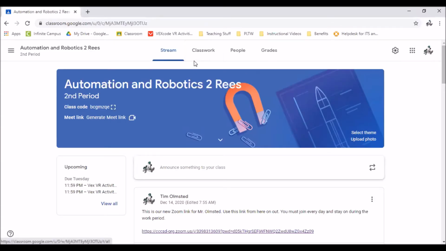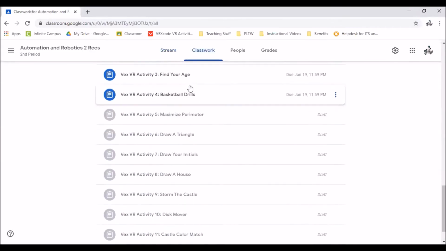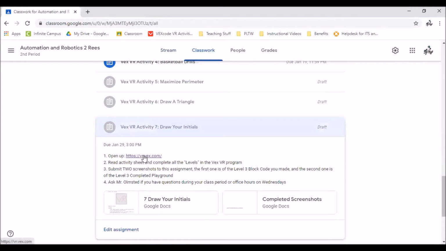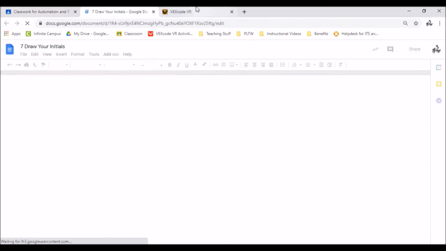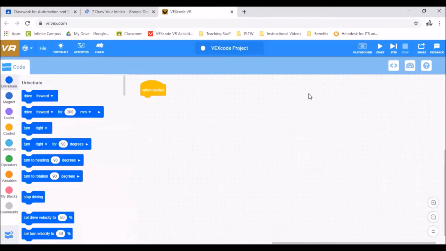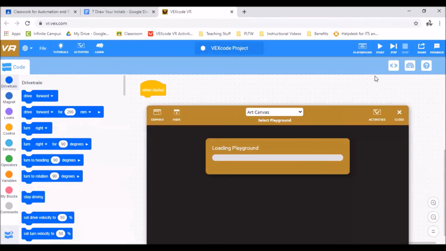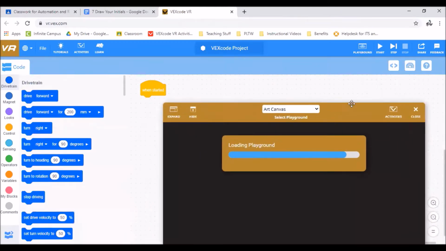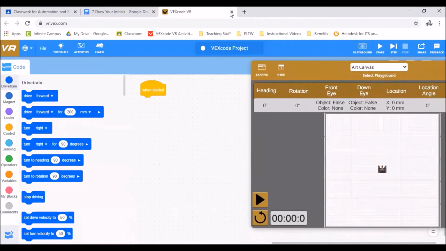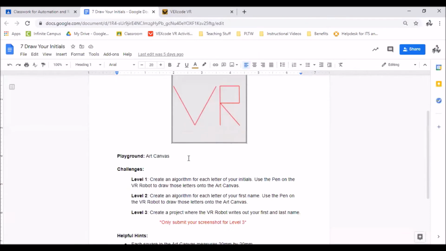Okay, so for the Draw Your Initials activity, we're going to go to Classwork. We're going to scroll down to Unit 3 and VexVR Activity 7, Draw Your Initials. As usual, I can open up my website, vexvr.com, and the Google Doc of instructions. On vexvr.com, we can open up our playground, and we're going to be in the art canvas again for this activity. Make sure, yep, the art canvas.